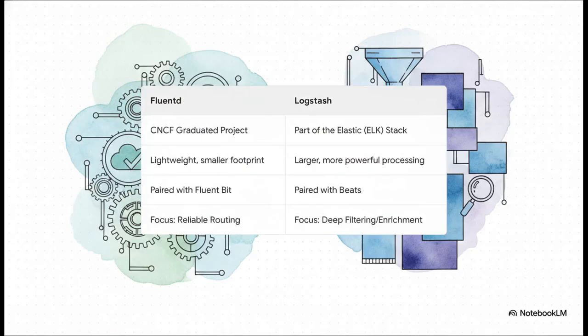Now, this really helps put FluentD into perspective, because it's not the only tool out there doing this. You've probably heard of Logstash, which is a big part of the popular ELK stack. But a key reason people choose FluentD is its efficiency. It's really lightweight, which means it uses fewer resources, and that saves money. Plus, it's a top-tier project in the Cloud Native Computing Foundation, the CNCF, which gives it a ton of credibility.